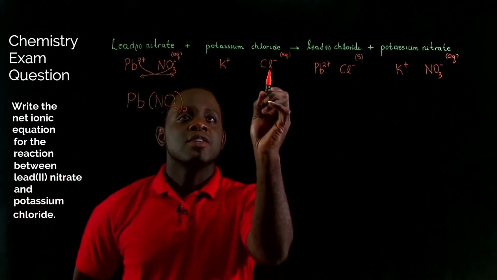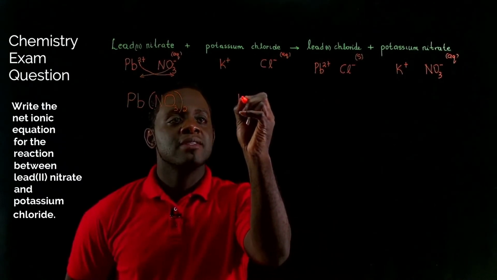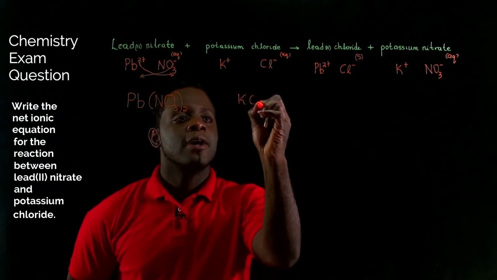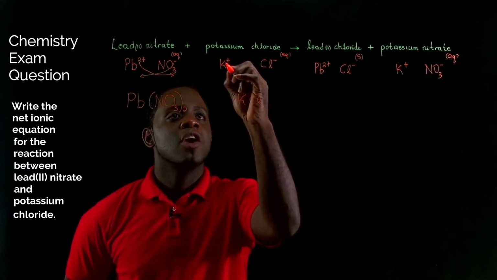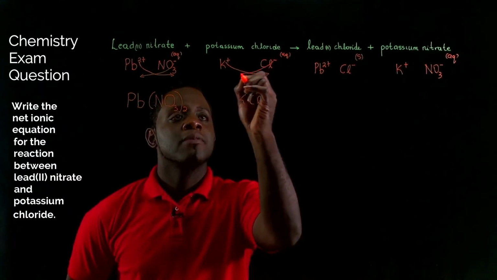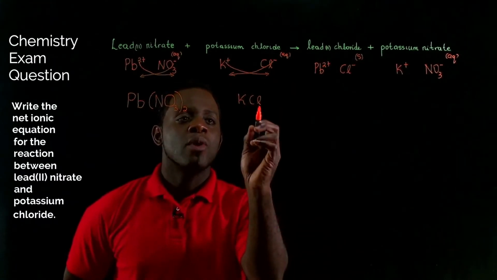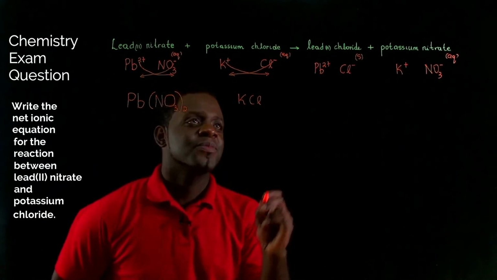For the potassium chloride, we simply rewrite them as is. Why? Because there is a 1 coming from the potassium cation, a 1 coming from the chloride ion, and we do not write 1 because the ones are understood.